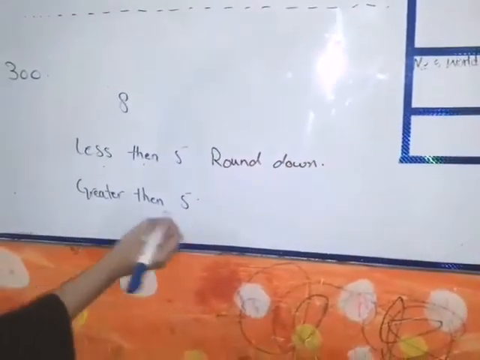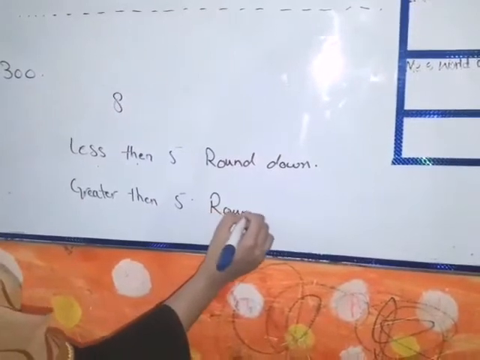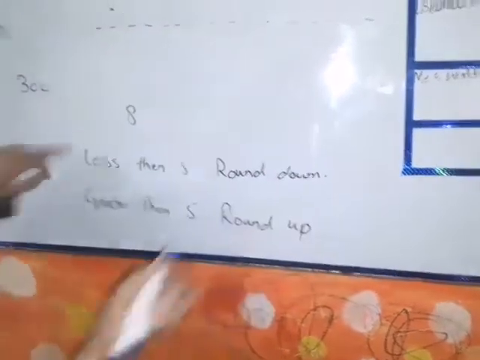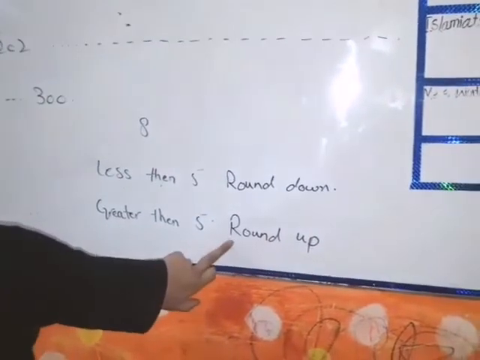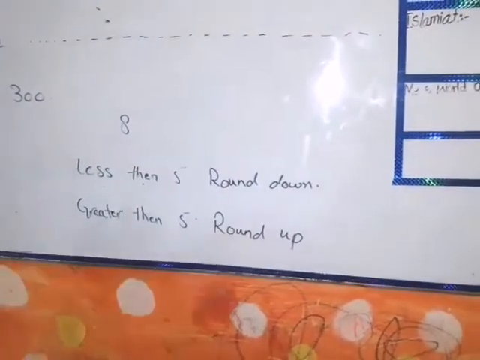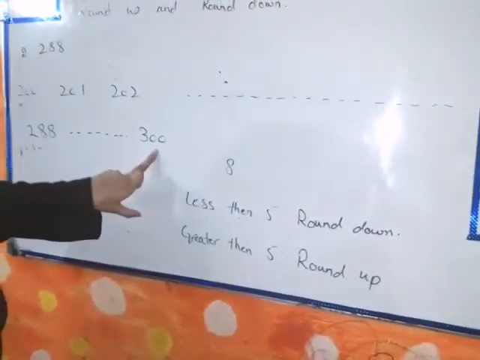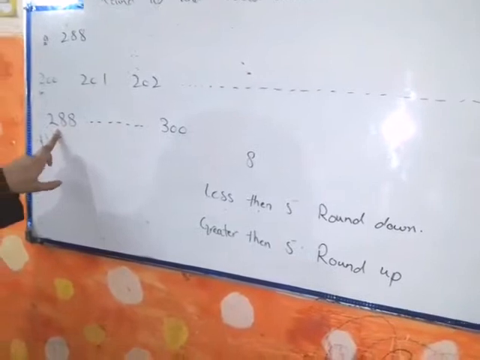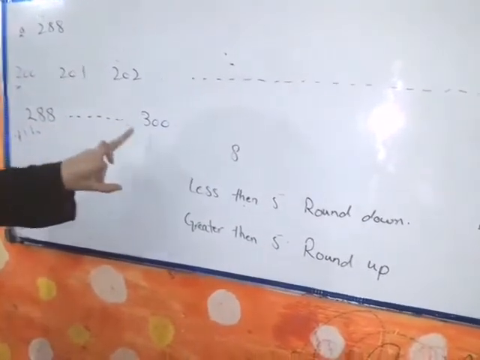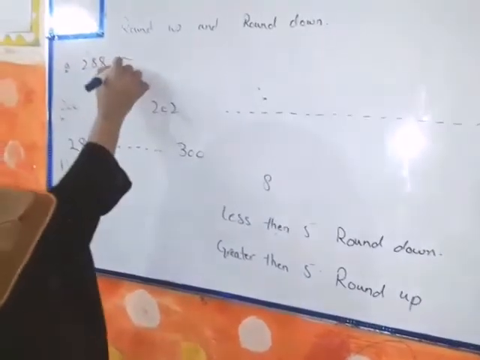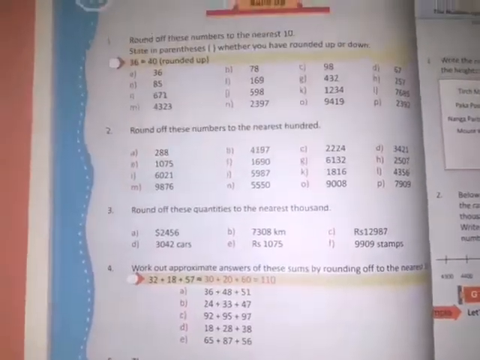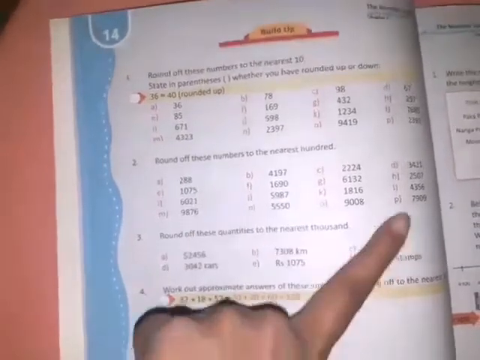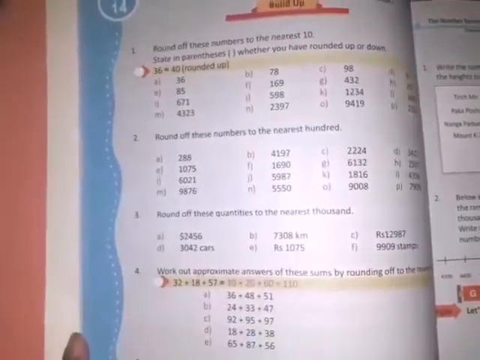And if it is greater than 5, then it will be a round up. The digit 8 is greater than 5, so we will round up. 288 is near to 300, or simply, since the digit is greater than 5, it will be a round up. The answer is 300. Now from part A to part F, solve it in your neat copies.